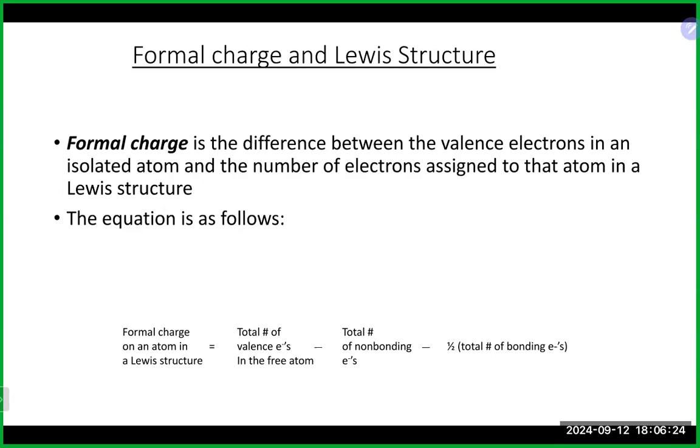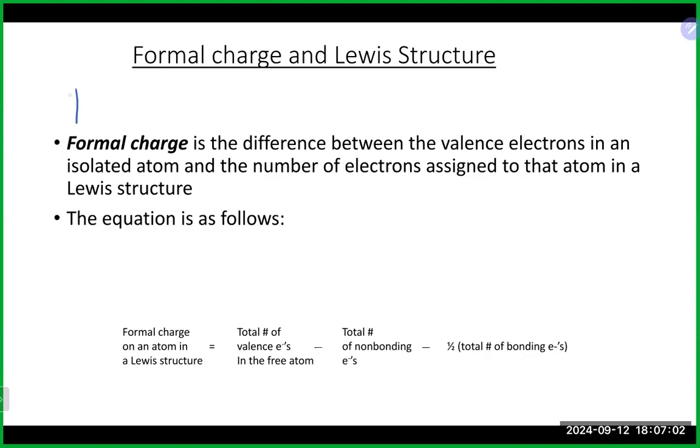The formal charge is basically the difference between the valence electrons in the atom by itself and the number of electrons that it's assigned in its Lewis structure, the number of non-bonding electrons and the number of bonding electrons that it has. It essentially gives you the charge that atom would have if the electrons were fully transferred. But they're not in most cases, because they're sharing these electrons. So it's the charge in the arrangement of that Lewis structure.